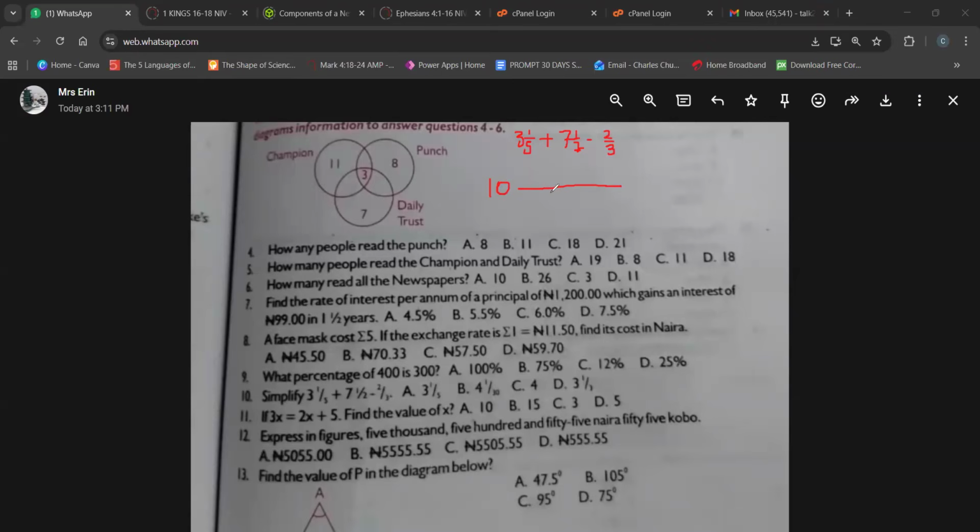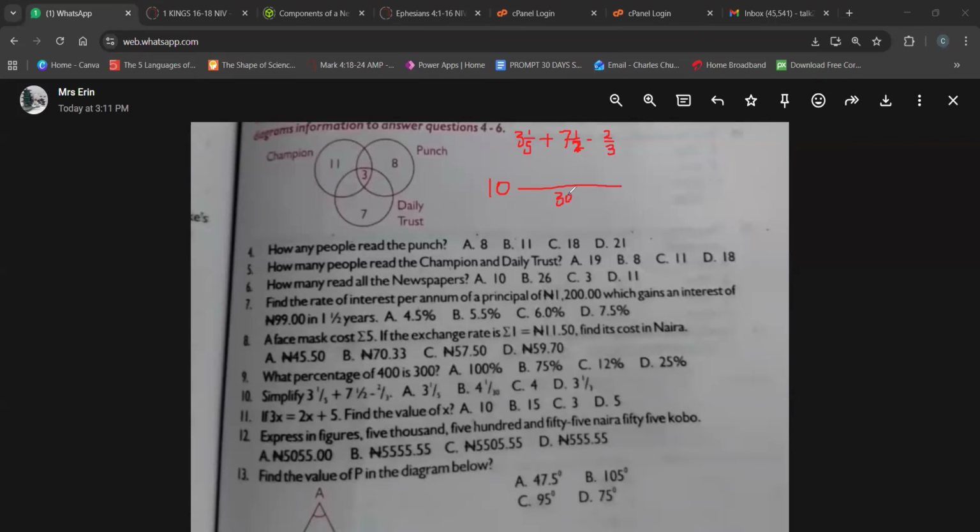Okay, so what's the LCM now? 30. 10. The denominators are 5, 2, and 3. Let's take note: 5, 2, and 3. So are you sure 10 will work? No, 30. I think 30 will work better.